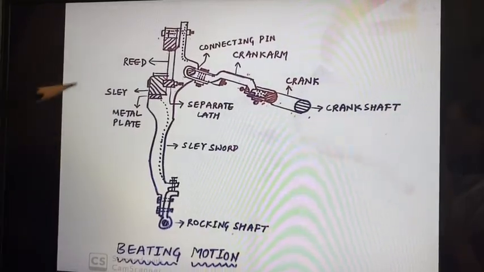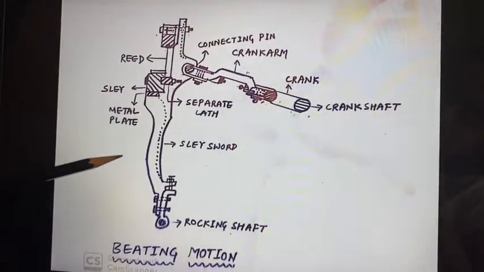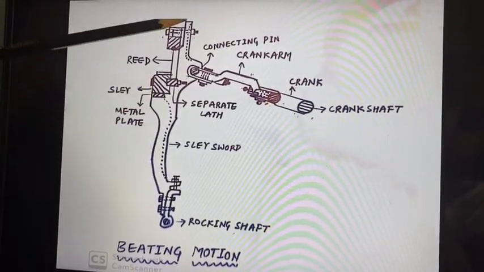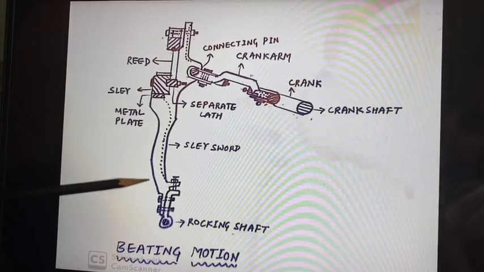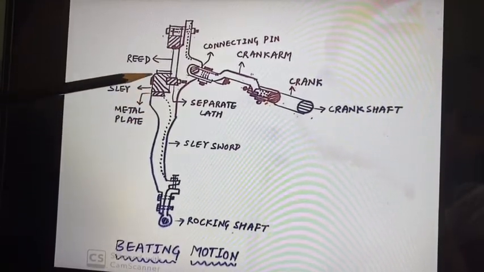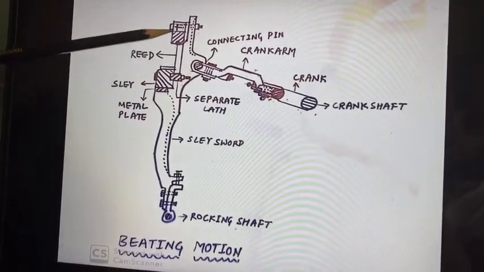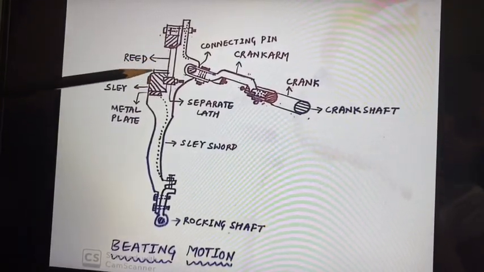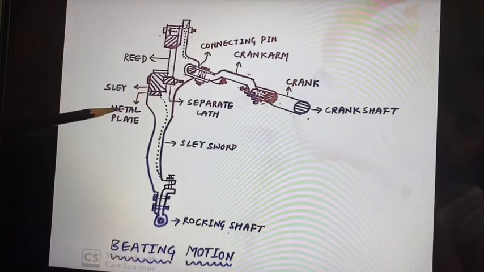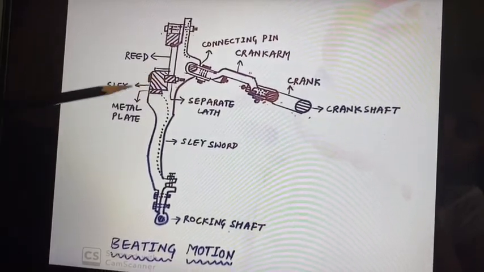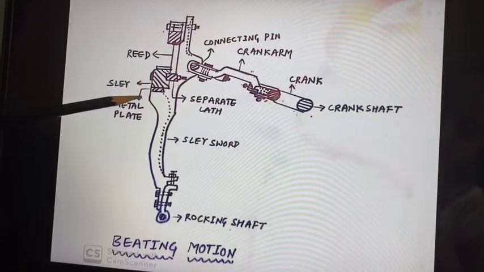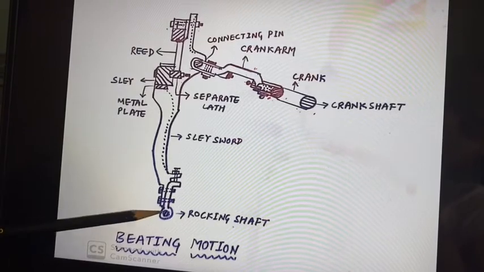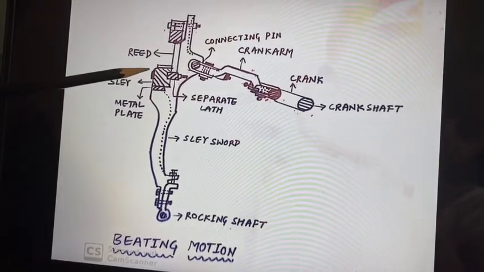Now this diagram is indicating the side view of the beating-up mechanism. Here we are indicating the sley sword, which is in the shape of a sword, and on this sley sword you can see the sley and the sley cap, and between the sley and sley cap the reed is fixed. The sley cap is fixed on the sley sword with the help of this metal plate and separating lathe. Now this complete assembly is known as the sley. This is the rocking shaft, this is the sley sword, and this is the sley.